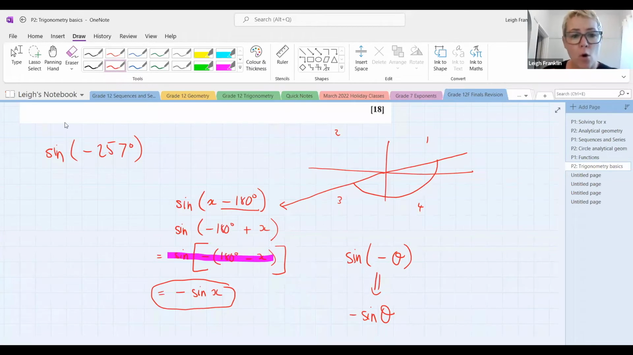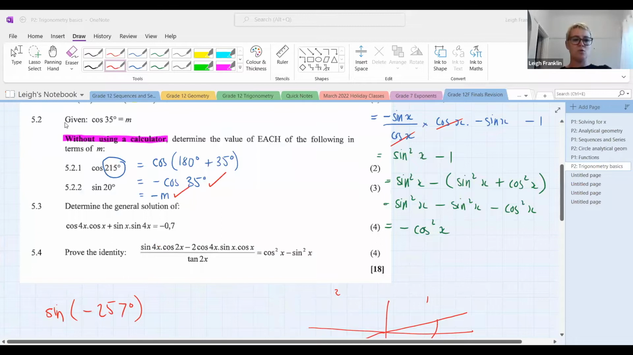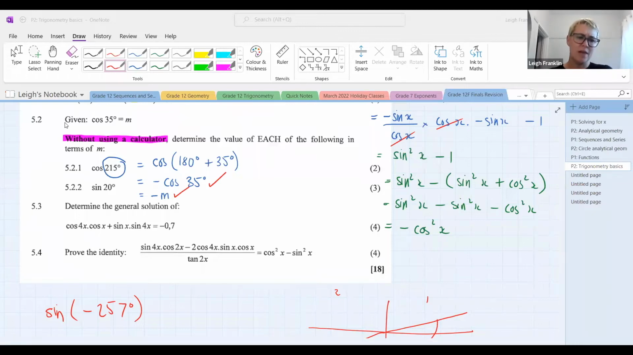All right. So let's go back and have a look at the second part. So here we've got the sine of 20. Now we're super confused because we're looking at the sine of 20 and the cos of 35 equals m, and we're thinking to ourselves, what is the connection between these two? How is the sine of 20 degrees related to the cos of 35? What do you think the connection is between these two?